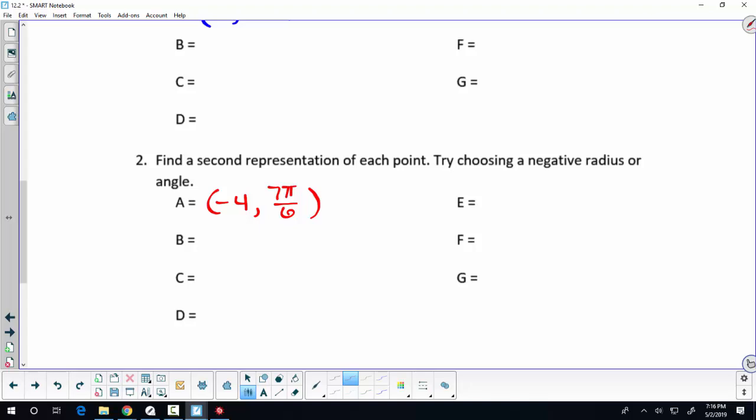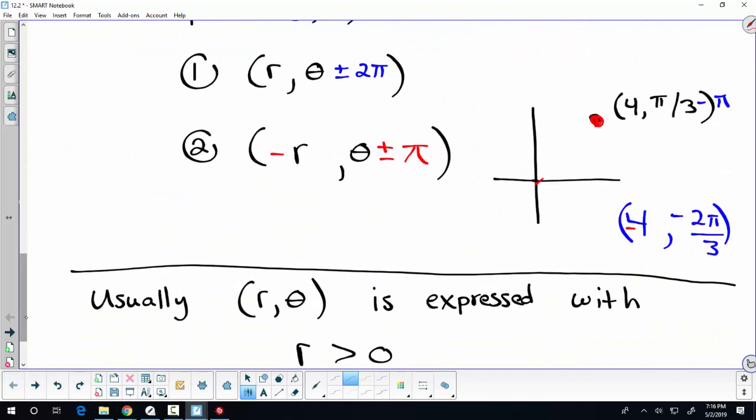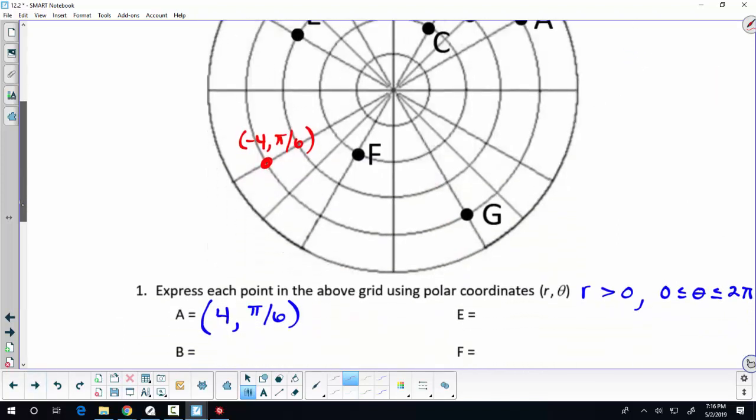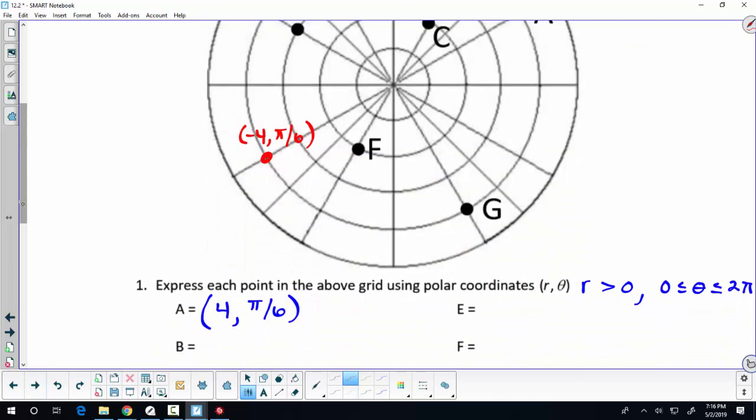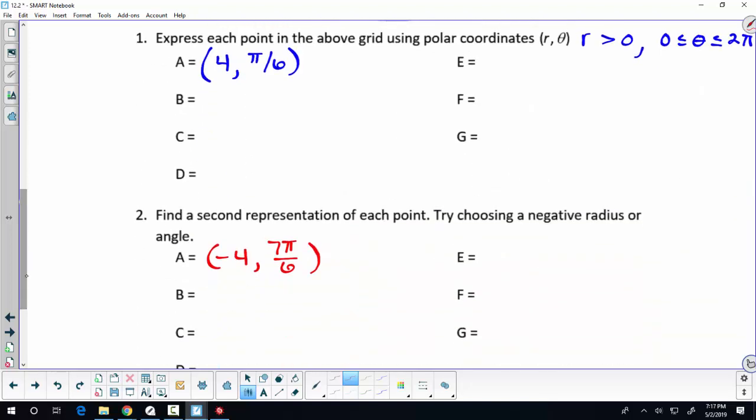Yeah. So that's the second representation of the point down here. If I take the original point and add pi or subtract pi to theta, then I have to make r negative. So we took pi over 6 and we added pi to that to get 7 pi over 6. We have to then make the radius negative. Or negative 5 pi over 6. Yeah, or we could say it's negative 4, negative 5 pi over 6. Is that what you said?